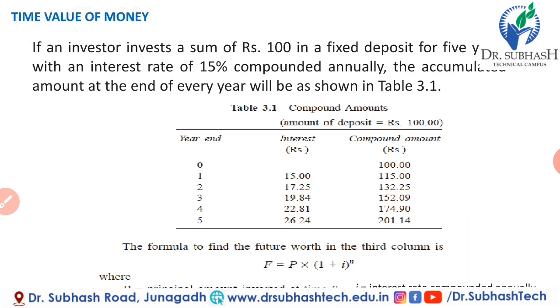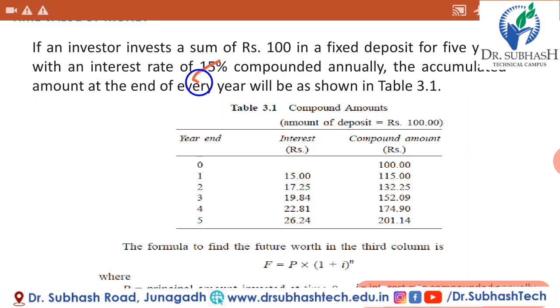Now, what is the time value of money? If an investor invests a sum of 100 rupees in a fixed deposit for 5 years with an interest rate of 15% annually, compounded annually, the accumulated amount at the end of every year will be as shown in Table 3.1.